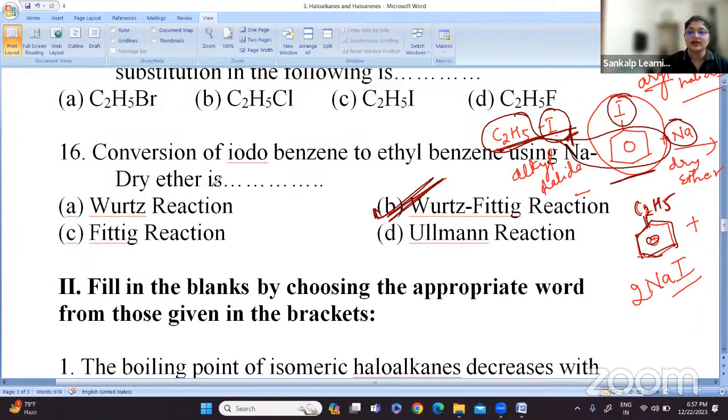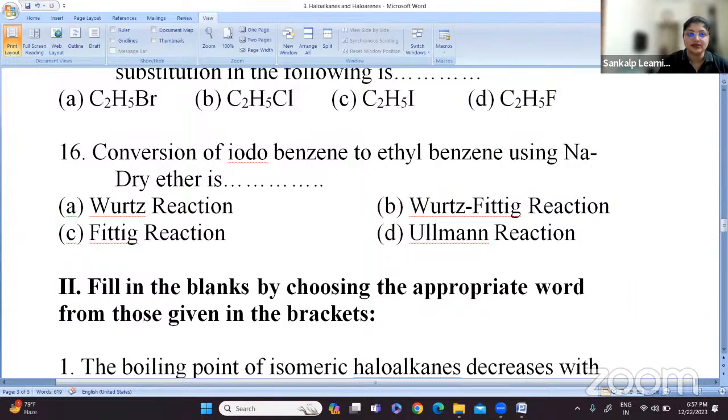In the next class, we are going to see these, which are very important: the Wurtz reaction, the Fittig reaction, and the Wurtz-Fittig reaction. Very, very important. And the Finkelstein reaction, so study that. In the next class, we are going to discuss that. Is it clear? Yes, students, whatever has been taught, is it clear?